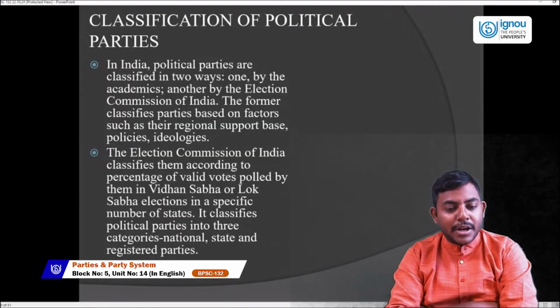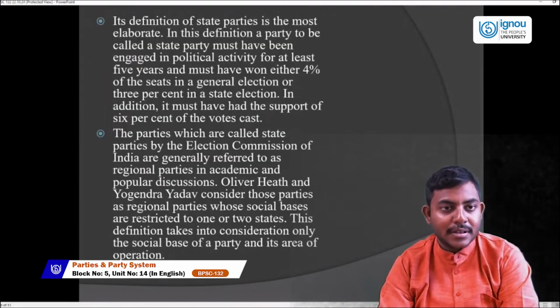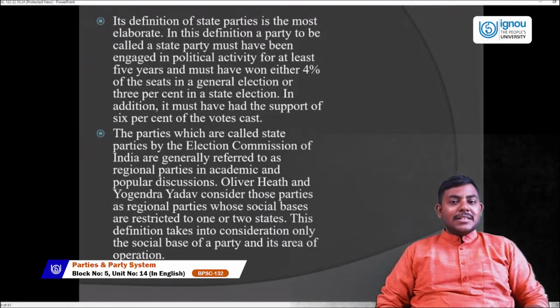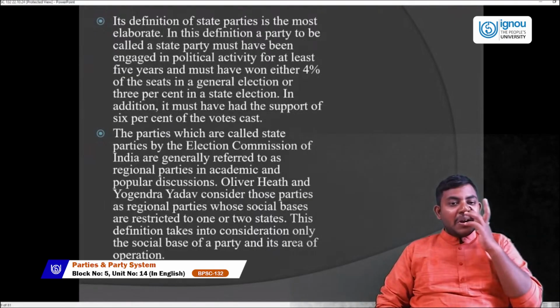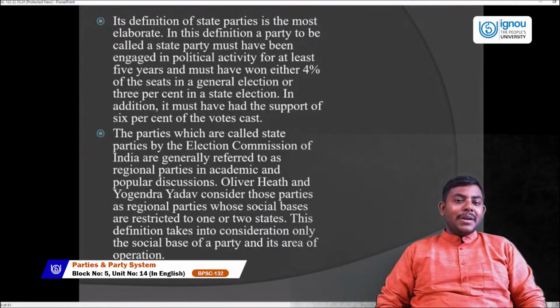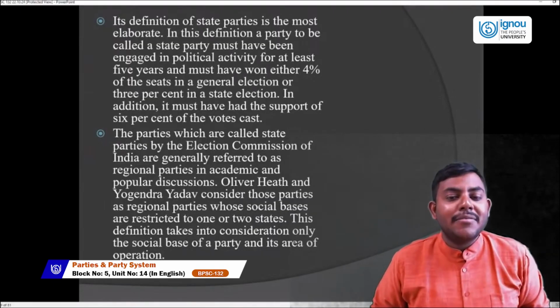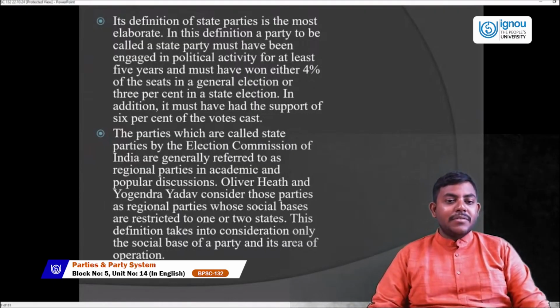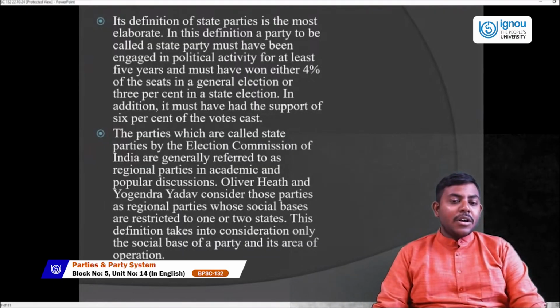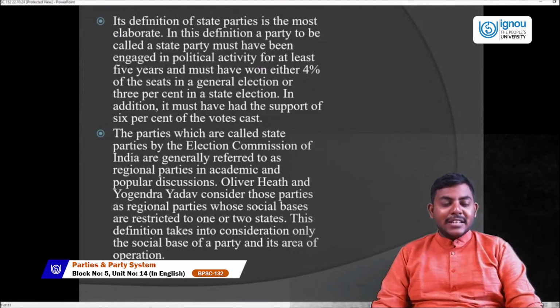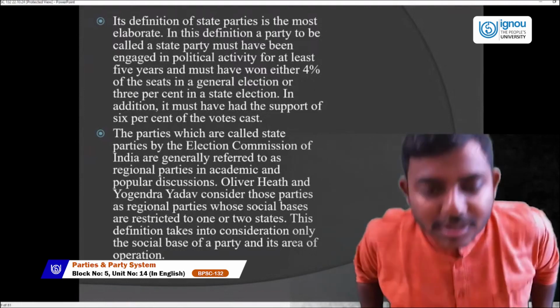It classifies political parties into three categories: national, state, and registered parties. Its definition of state parties is most elaborate. In this definition, a party to be called a state party must have been engaged in political activity for at least 5 years and must have won either 4% of the seats in a general election or 3% in a state election. In addition, it must have had the support of 6% of the votes cast.